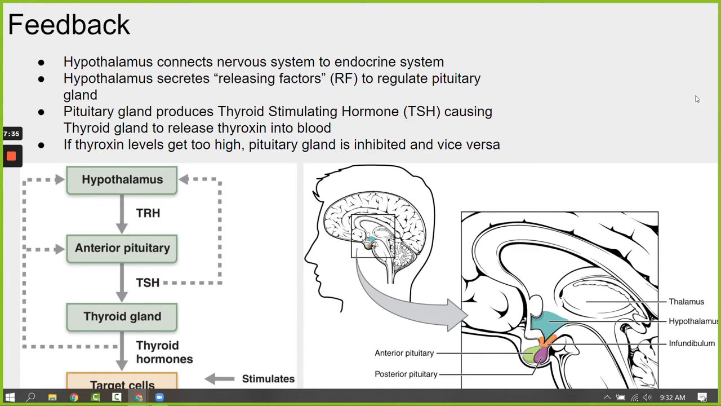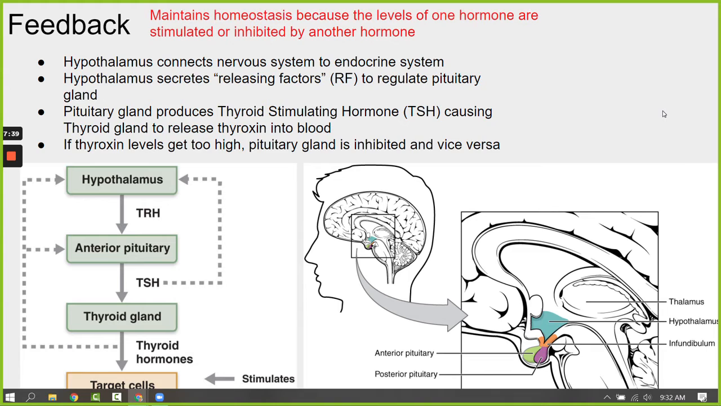Now, these hormones typically work through a system of feedback. Okay? Feedback is how our bodies maintain homeostasis. And in the endocrine system, the levels of one hormone are monitored and constantly adjusted.